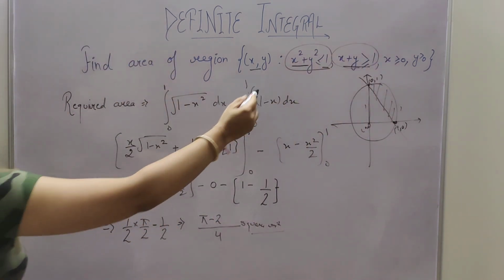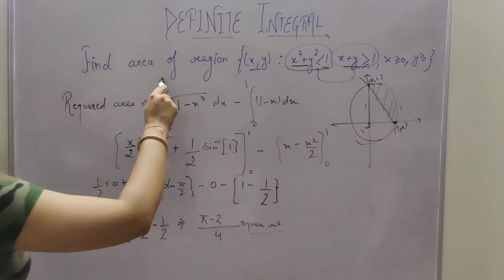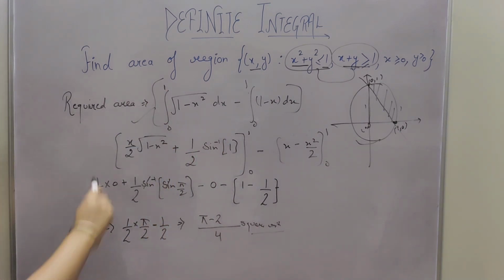First you have to calculate the intersecting points and draw a rough sketch of the graph, and calculate the required area on the basis of this. Integrate and put in the values.